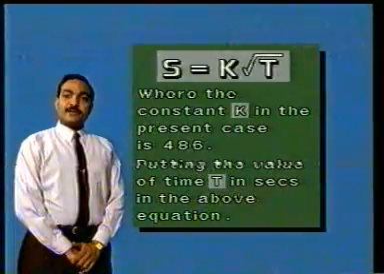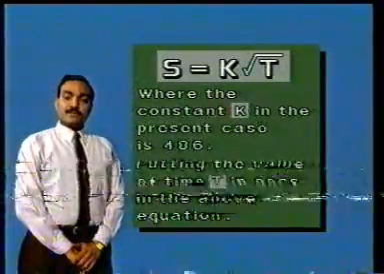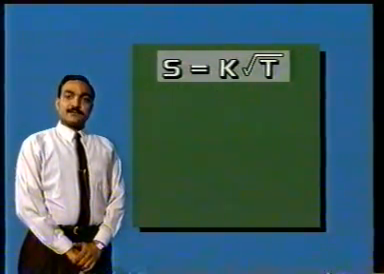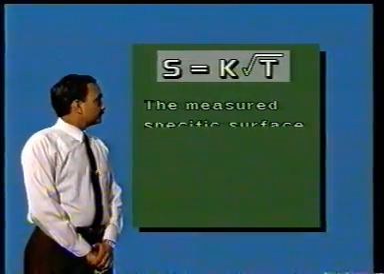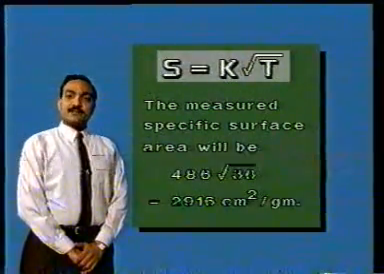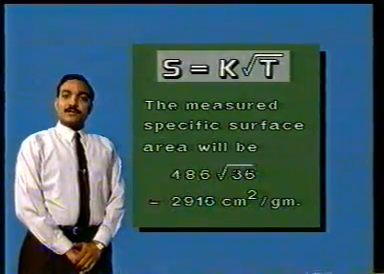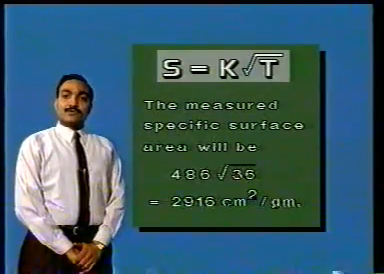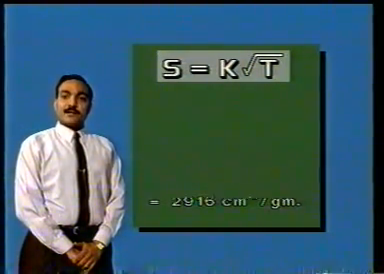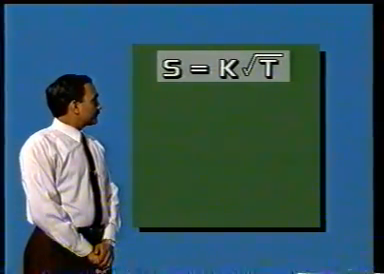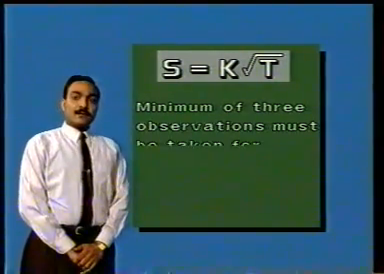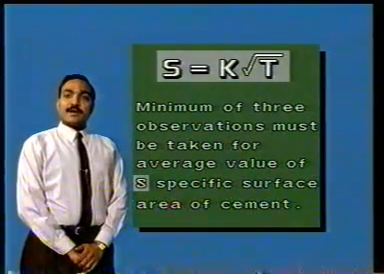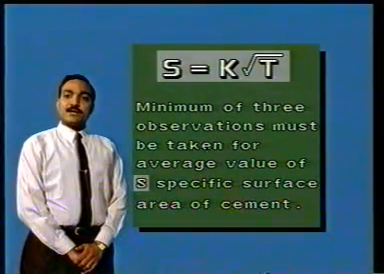Putting the value of time T in seconds in the above equation, which is 36 seconds in the present case, the measured specific surface area shall then be equal to 486 multiplied by 36 under the root, which is equal to 2916 centimeter square per gram. A minimum of 3 observations must be taken for determining the average value of specific surface area of cement.